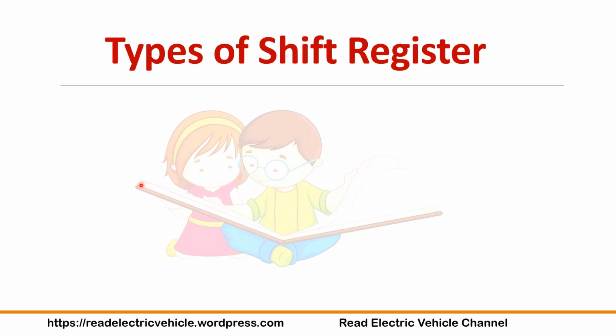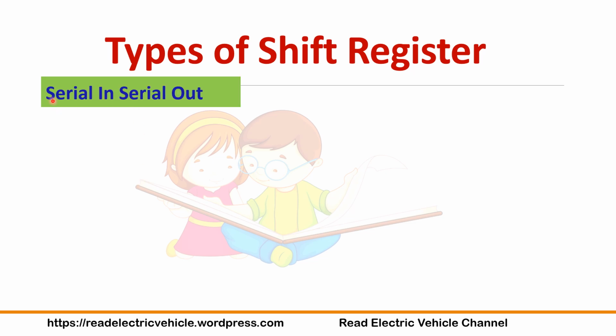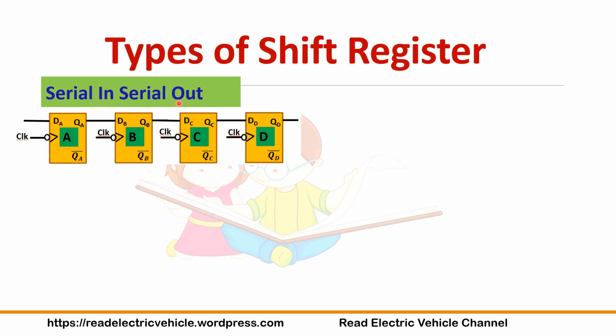Let us look at the different types of shift register and compare them. First, we have seen the serial in, serial out shift register. The input is given in a serial manner. One bit will enter, then in the next clock cycle the second bit will enter the flip-flop, and in the third clock cycle the third bit will enter. Like this the input data will be given serially, bit by bit, and the output is also taken from the last flip-flop bit by bit. So this is serial in, serial out.